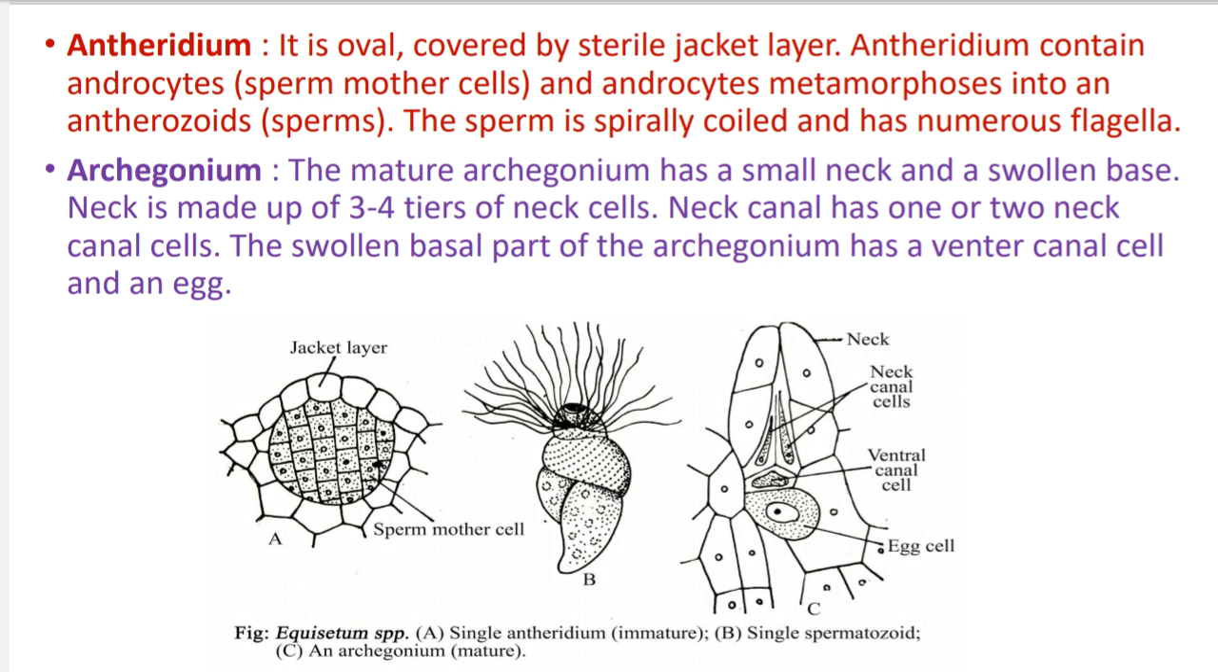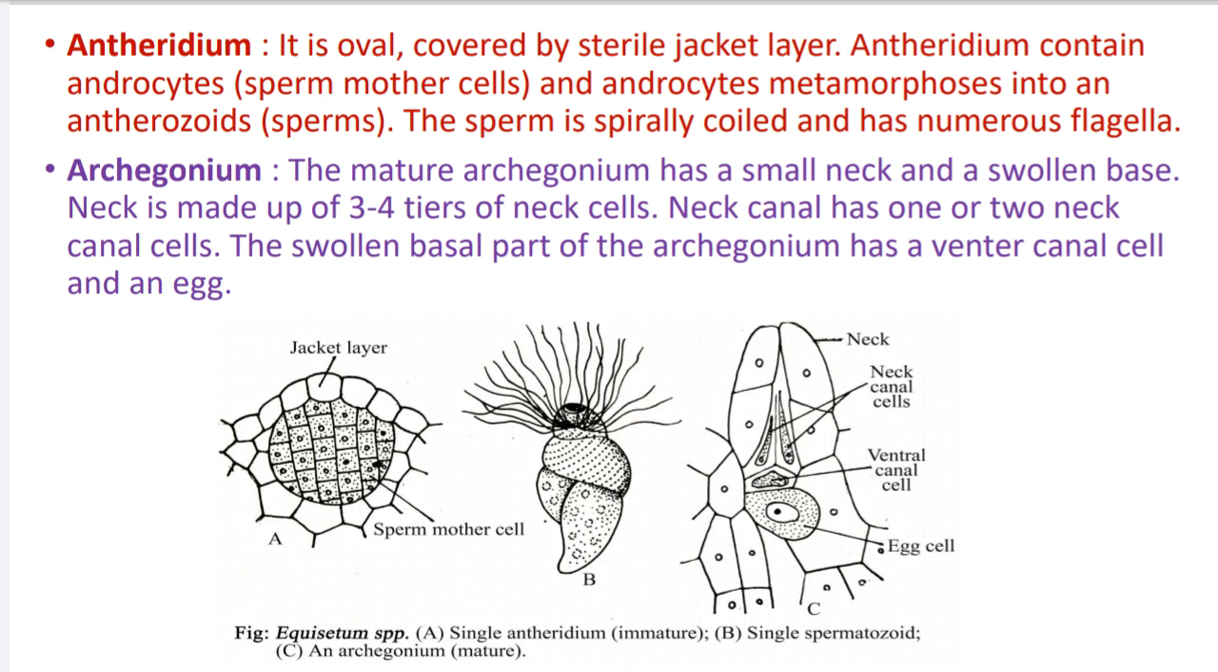Now first the antheridium, see the description. It is oval, covered by a sterile jacket layer. The antheridium contains androcytes, also called sperm mother cells, and androcytes metamorphose into antherozoids. They are sperms, and the sperm is spirally coiled. You see in diagram B, the sperm is spirally coiled and has numerous flagella, so it is a multiflagellate structure.